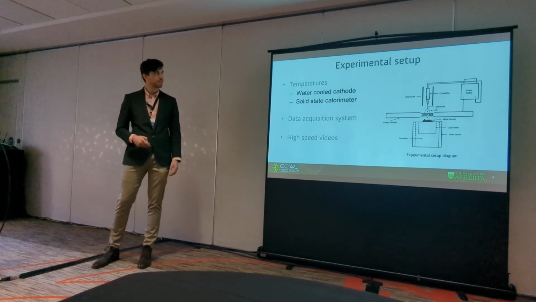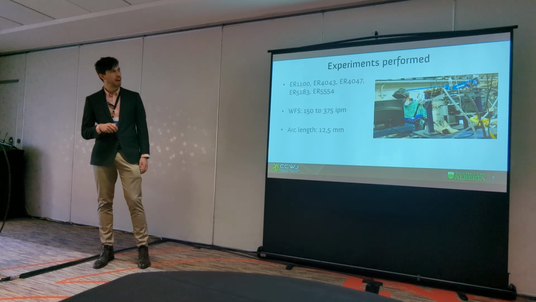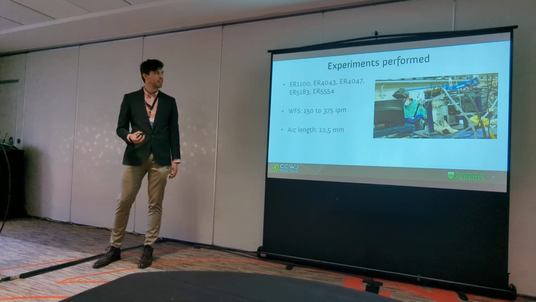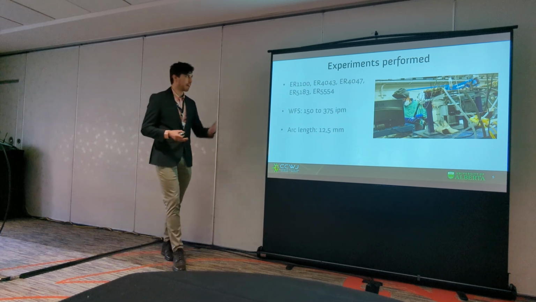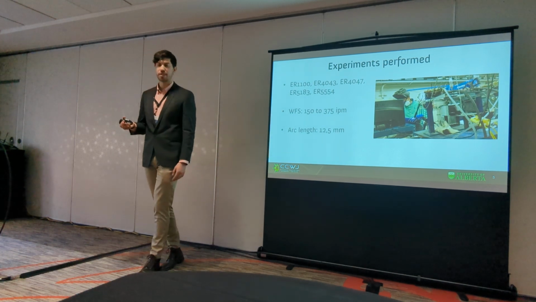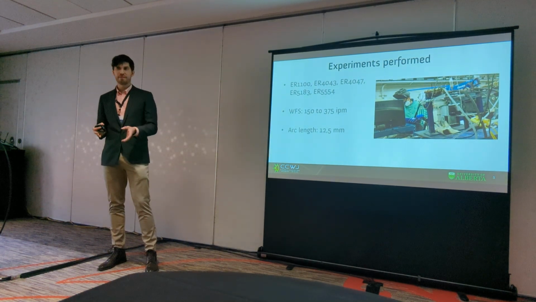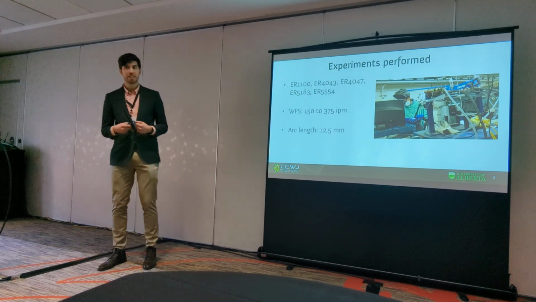the different droplets. So, the experiments performed were these 5 aluminum alloys: 1100, 4043, 4047, 5183, and 5554. Why these ones? Well, 1100 is pure aluminum, 4043 and 4047 have different amounts of silicon, 5183 and 5554 have different amounts of magnesium. So we want to see how they evaporate, how they behave.